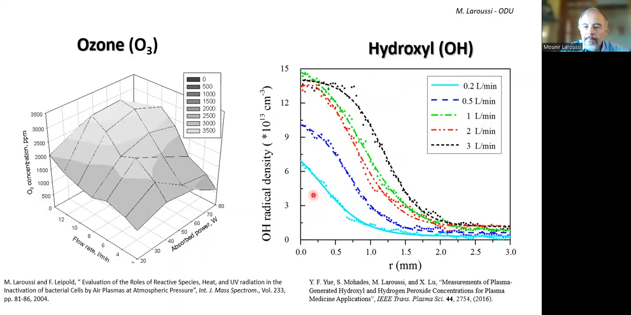And then the distribution of that along the radial dimension here, you can see production is highest, of course, in the center, and then dies out as you go to the edges of the jet, and this is done for several flow rates.